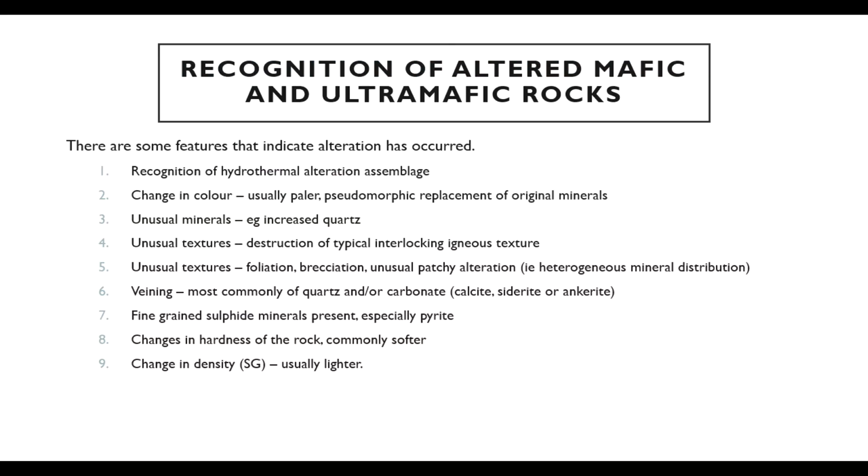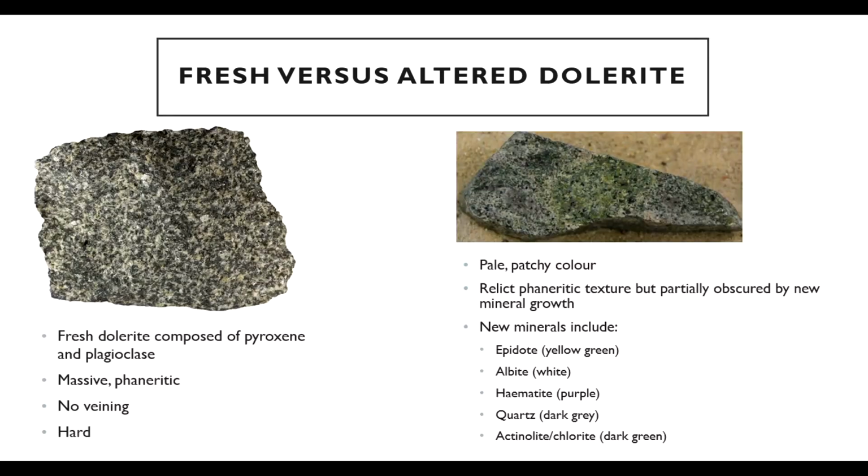So this is a broader guide to how you might recognise this form of alteration. I won't go through all of it, but it's most of the things that you do when you identify most rocks. So you'll be fairly comfortable, but you might find some unusual things like veining, foliation, brecciation, maybe some unusual minerals. So in an ultramafic rock, you might find quartz, which shouldn't be there usually, and things like that.